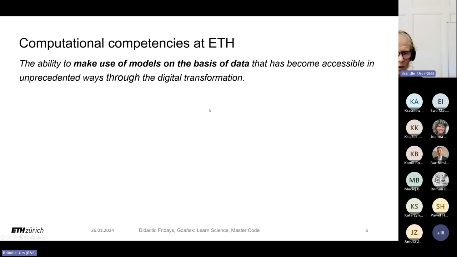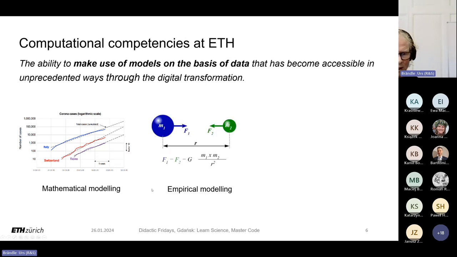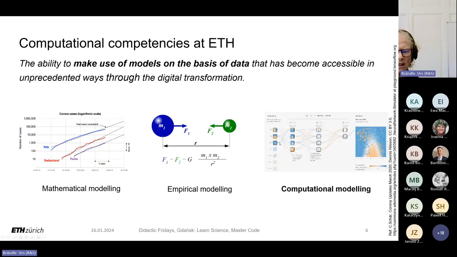Our storytelling goes that we have had mathematical modeling for the last 150 or 200 years. You describe something with an exact formula and then you see what happens. And we also have empirical modeling. A lot of physics works with empirical modeling: you see something and then you try to derive a mathematically based formula from that. But the new thing is that we now have modeling where we don't understand every detail anymore, because there are too many variables that we can control.